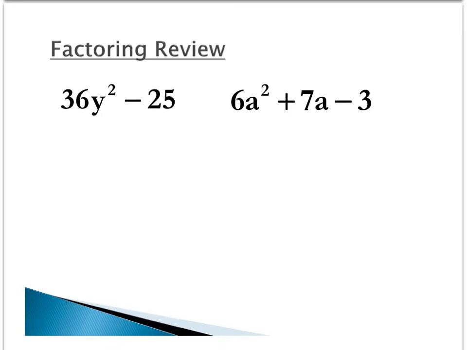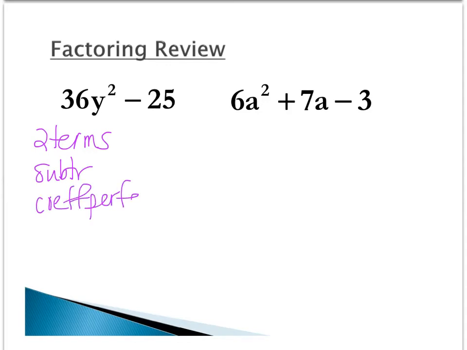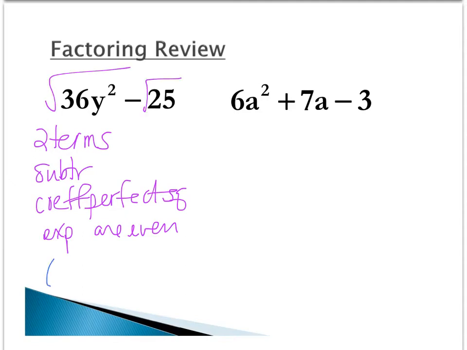This first problem that you see on the left is our difference of two squares pattern. That means that there are two terms, there happens to be subtraction in between them, and the coefficients are perfect squares, and the exponents are even. In order to factor this problem, we square root each of the terms, and then our answer will have the square roots of those terms, 6y and 5, and we are going to have two parentheses, one with a plus and one with a minus.